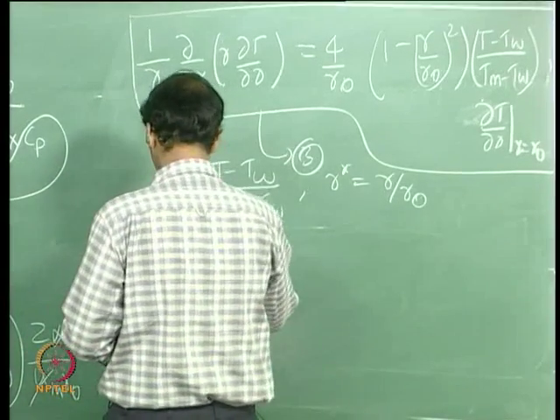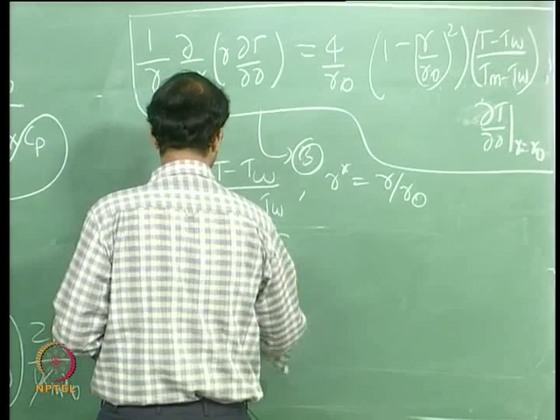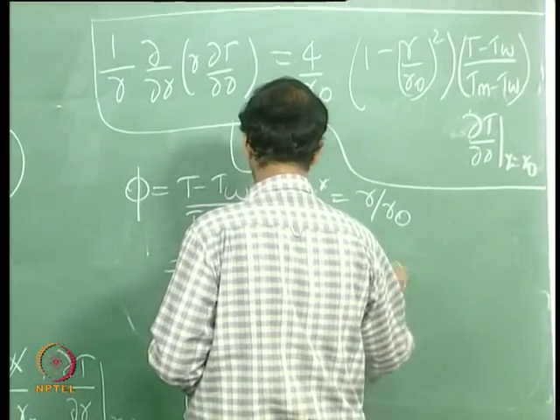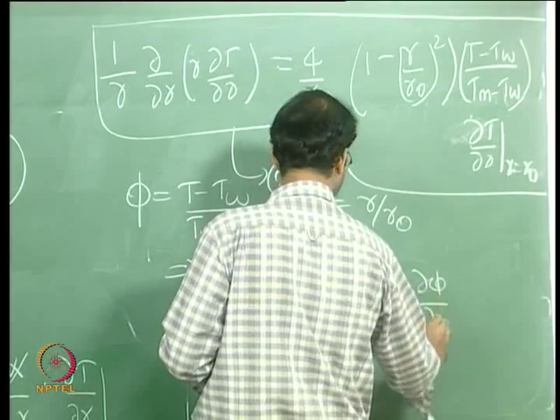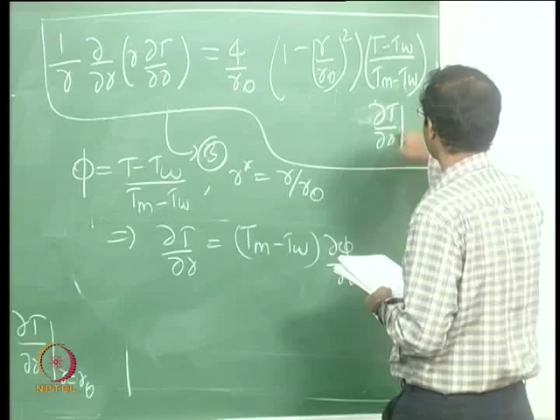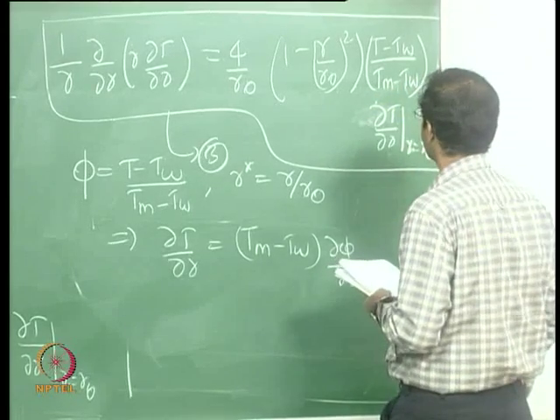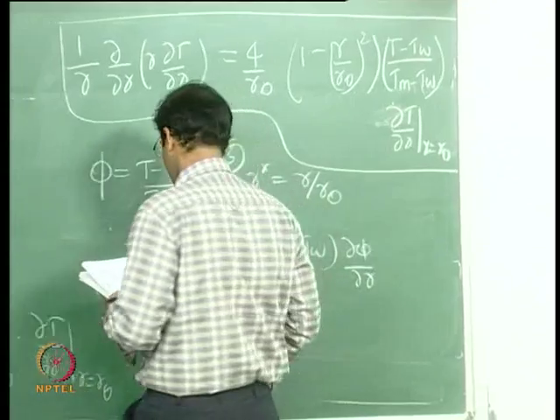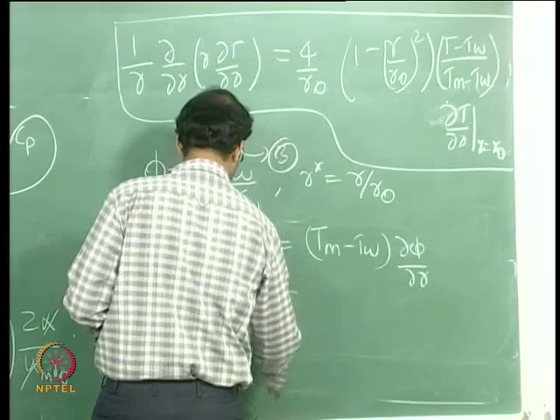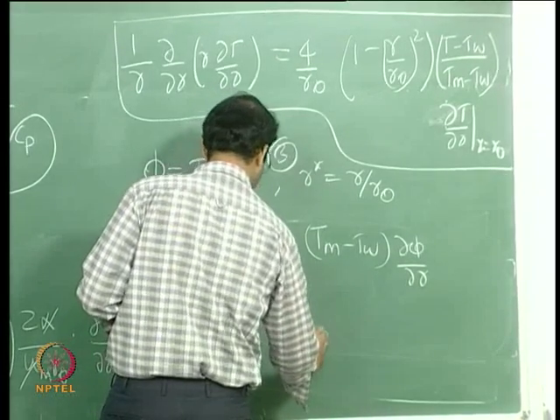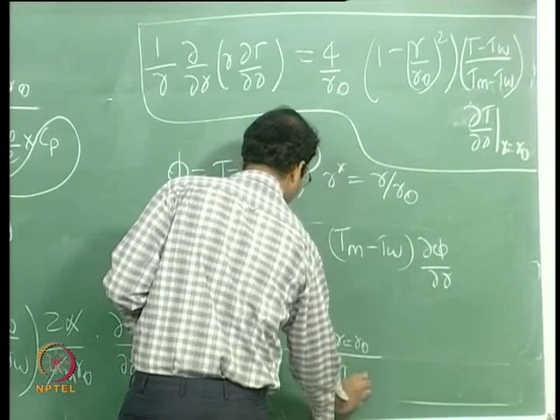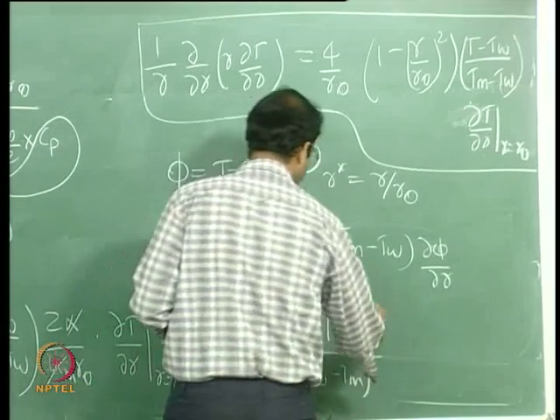From this expression I get that dT by dr is equal to (Tm minus T wall) into d phi by dr. So I can substitute for dT by dr as (Tm minus T wall) into d phi by dr, and Tm minus T wall cancels here. I can also define my Nusselt number as dT by dr at r equal to r naught divided by (T wall minus Tm) into the diameter. The diameter is nothing but twice r naught.